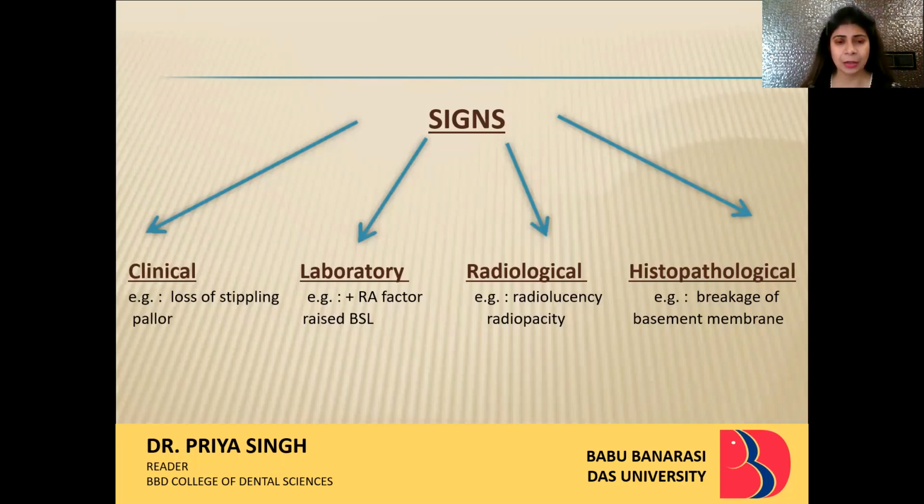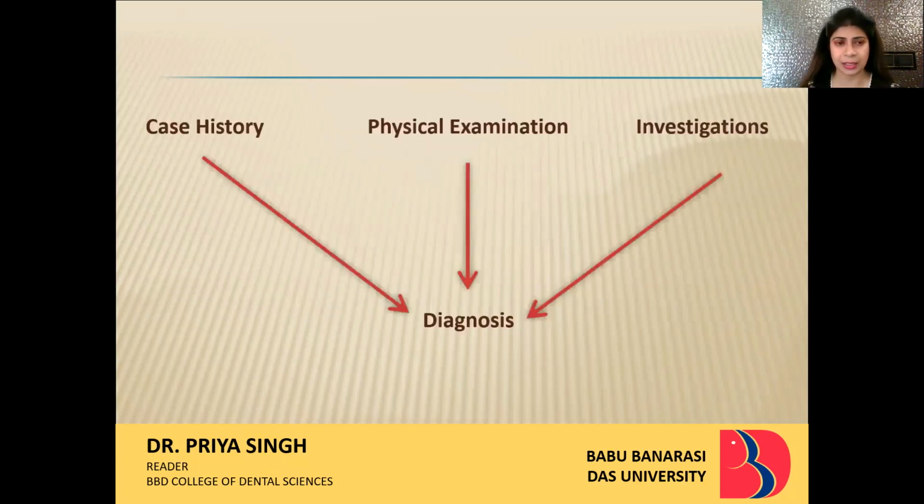Laboratory signs, which can be in the form of positive RA factor. Radiological sign, which might be radiolucency, radioopacity, or a mixed lesion present. Histopathologically, it can be breakage of the basement membrane. So the signs which we usually classify clinically may be depending upon the soft tissue clinical signs and hard tissue clinical signs.